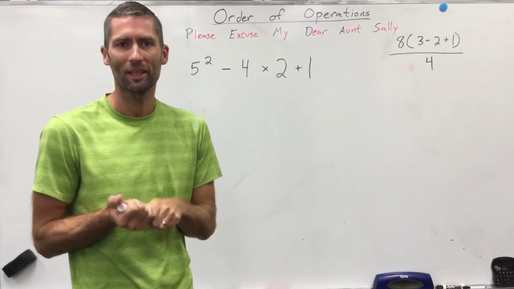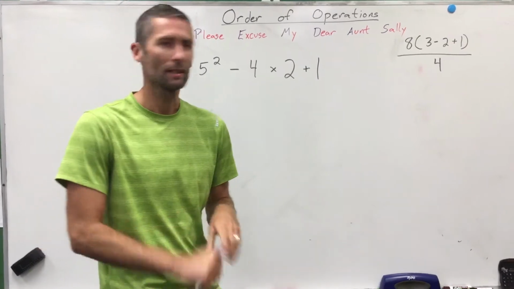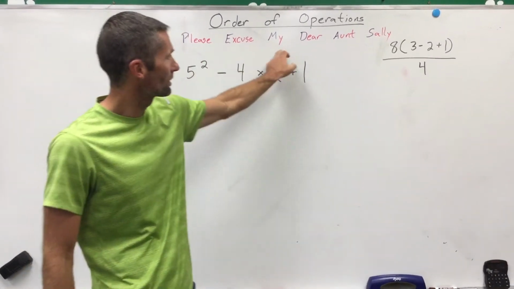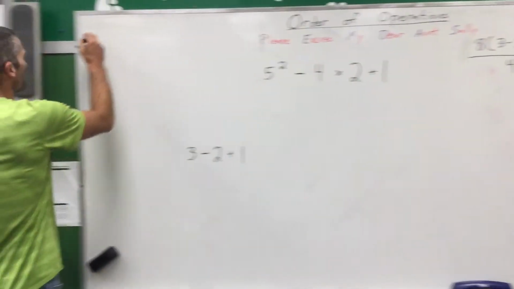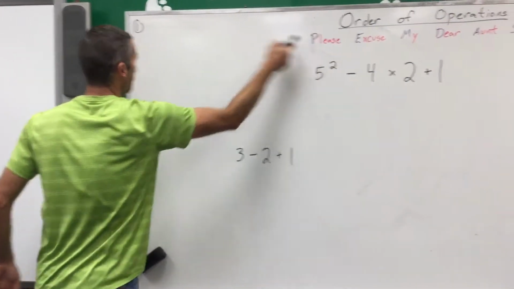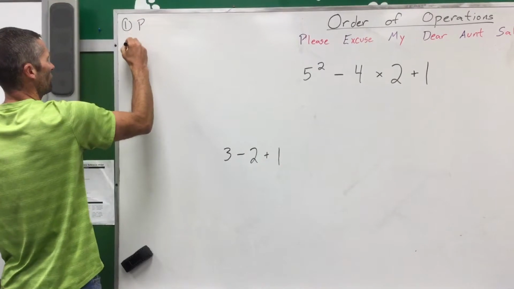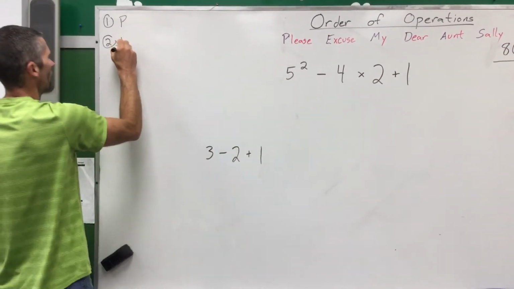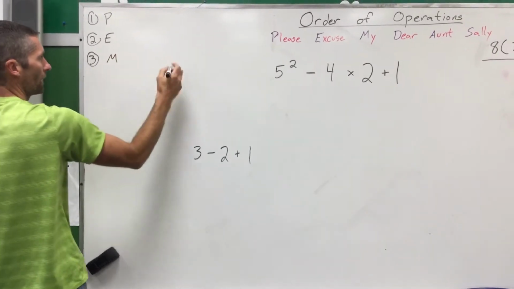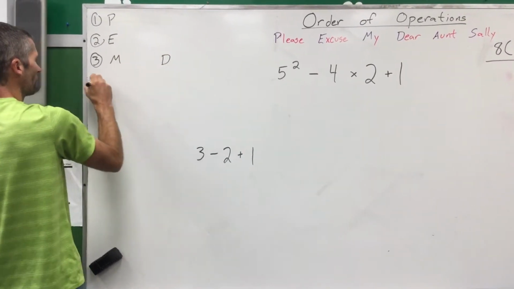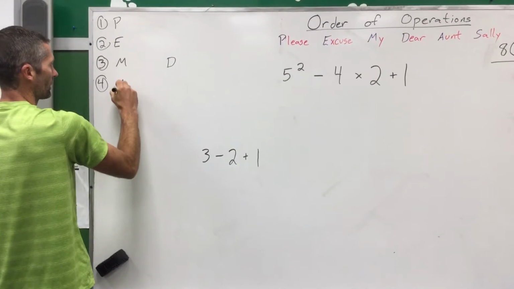And I wrote it in different colors because each letter stands for something. You think there would be 6 steps. There are not. There are only 4 steps. Step 1 is the P, please. Step 2 is the E. Step 3, there are 2 parts to it. It's the my and the dear. And step 4 is the aunt and the Sally.